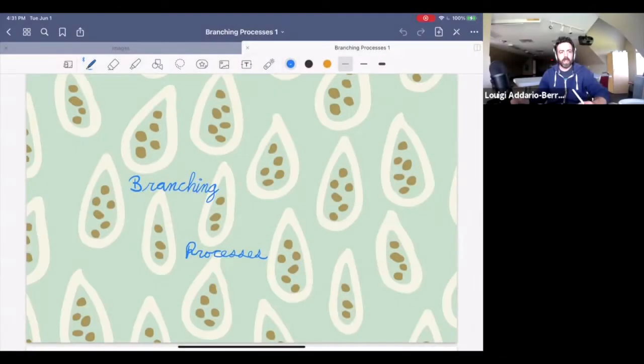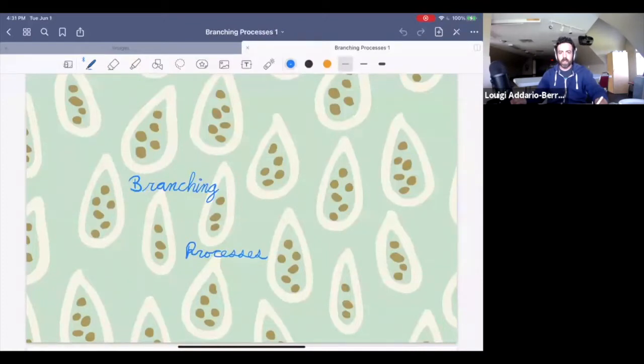So I think we'll get started. Today's going to be a bit of a crash course on branching processes, in the form of a reminder of some of the basic facts about them, but also with a particular focus on the case of Poisson branching processes, since that's the one that most naturally connects to the setting of random trees that we've been talking about so far.